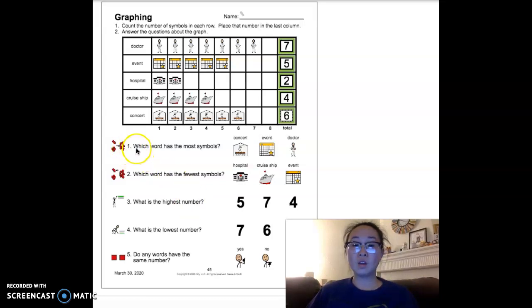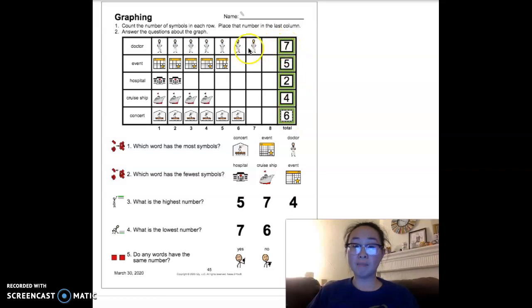Number 1 asks, which word has the most symbols? Concert, event, or doctor? So the words, we have doctor here with 7, we have event with 5, and we have doctor. Oh my goodness, I'm sorry. Let me start again. We have concert with 6, we have event with 5, and we have doctor with 7. So our numbers are 5, 6, and 7.